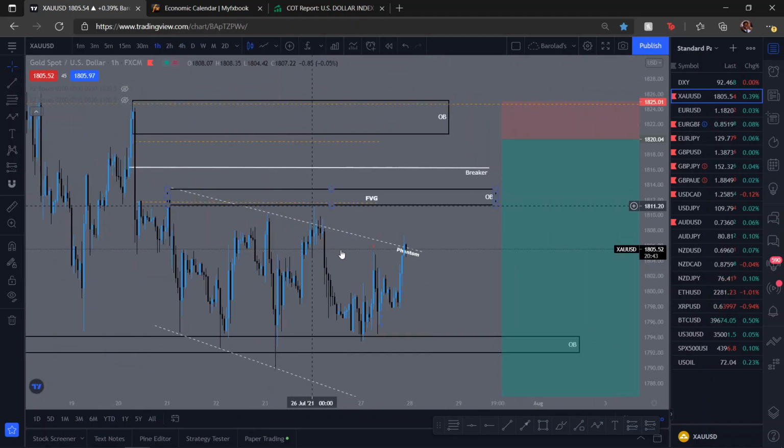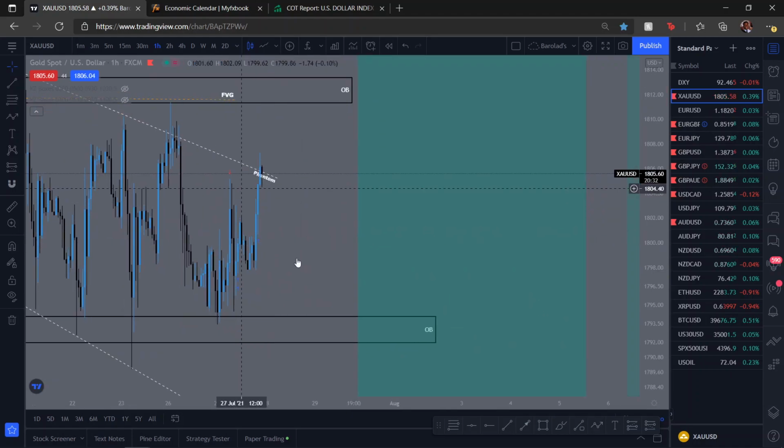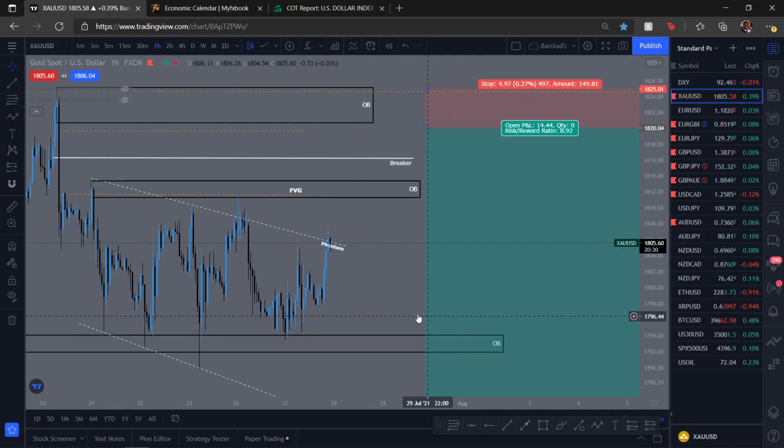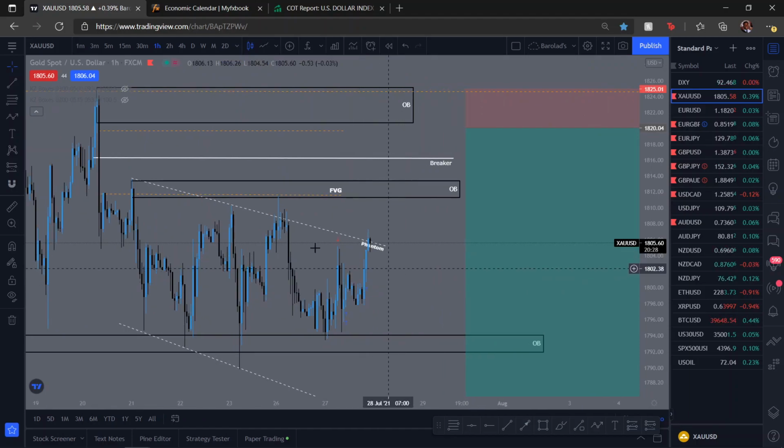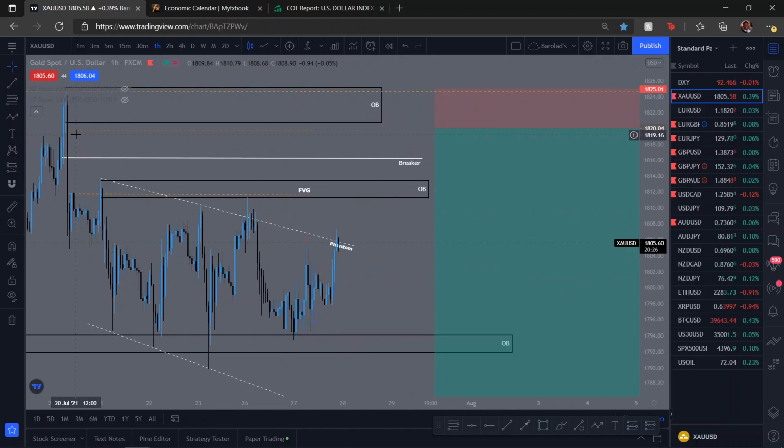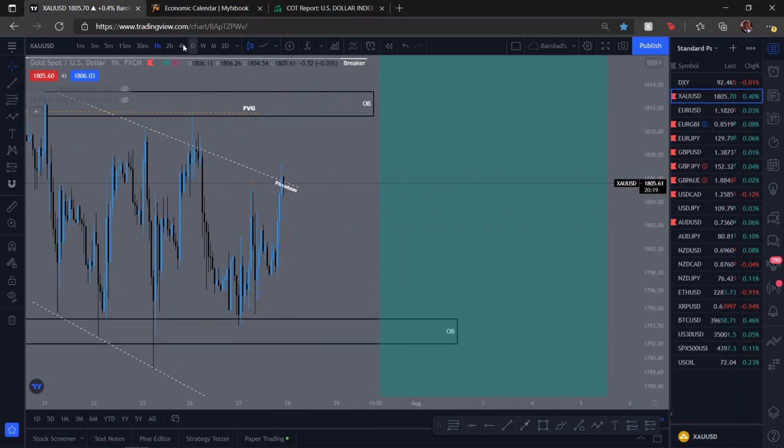the 2 hour. I took some shorts from gold here at 1805, and I took profits at 1795, so this was about 100 pips, and then I left the trade. Nice trade, but I'm looking for gold to get into this fair value gap, potentially into this breaker block, and then I want to see us aggressively fall from there.